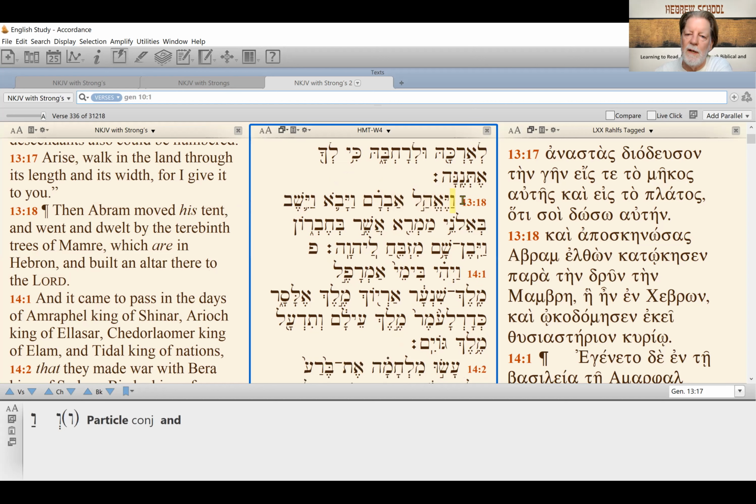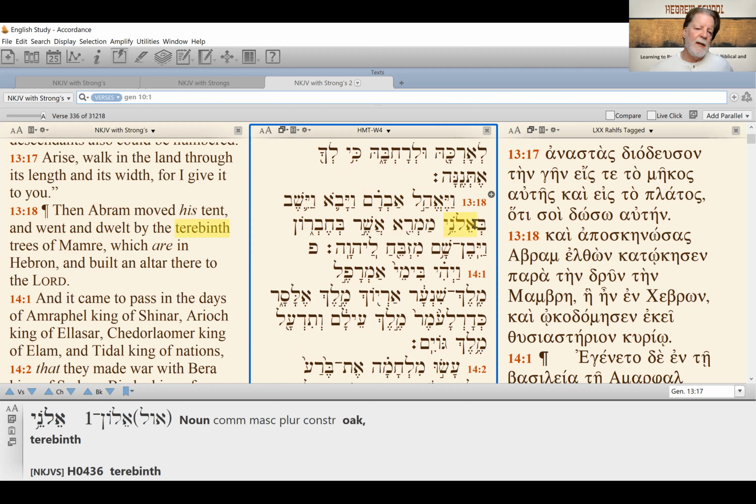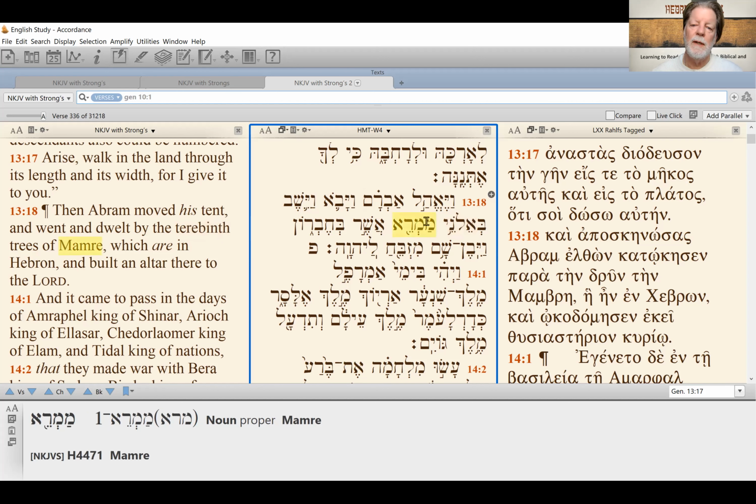So verse 18, Vayeohel Avram. Ohel is the word for a tent. Vayeohel Avram vayavo vayeshev ba'elone. And that's the word. Elon is the Hebrew word for an oak or a terebinth tree. I believe this is related to the word ayil, which means strong. It's got the same consonants. Elone here may mean a strong tree, a hardwood tree.